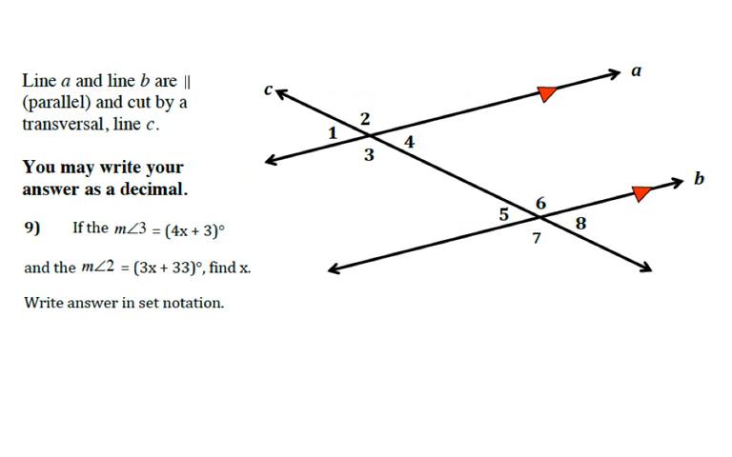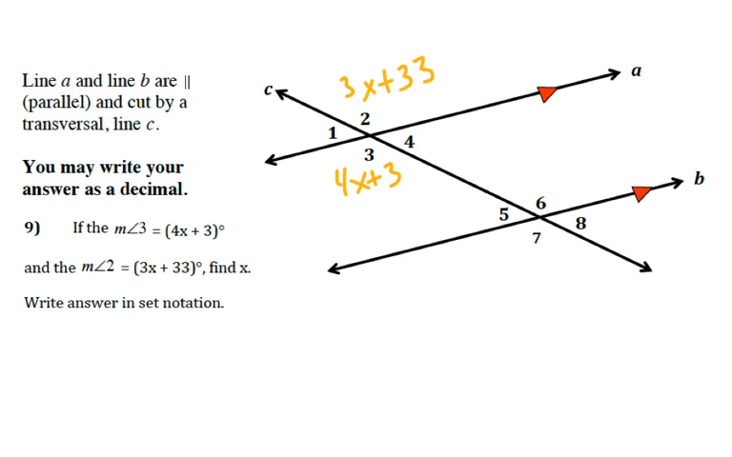Okay, so hopefully you've had a chance to look at those and write down any questions you had. Number 9, line A and line B are parallel and cut by a transversal line C. You may write your answers as a decimal, so that's nice. If the measure of angle 3 equals 4x plus 3, so let's go ahead and write that in here. We got 4x plus 3. And the measure of angle 2 is 3x plus 33. I like writing it in to see where they are. And we want to find x. Well, first we got to understand the relationship between 2 and 3.